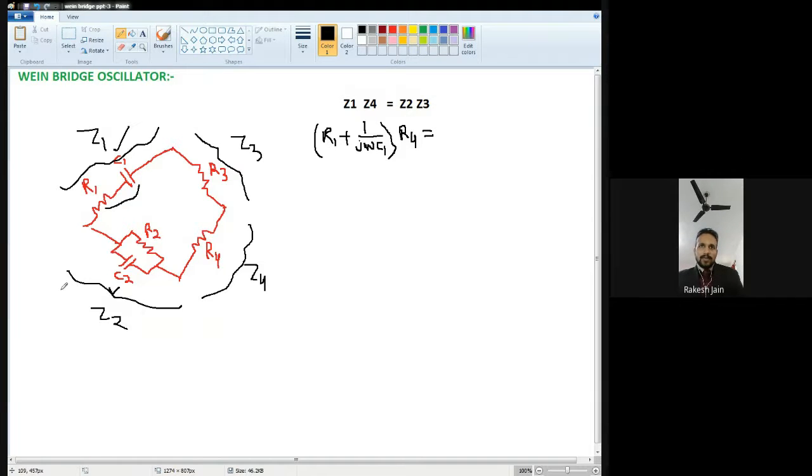What is the second arm? I am talking about this arm. What is the second arm impedance? We have to calculate it, because one resistance and one capacitance are in parallel. So what is the impedance? Whenever one resistance and capacitance are in parallel, the impedance is R2 divided by 1 plus j omega C2 R2. C2 is the name of the capacitance, and R2 is for resistance. And that is Z2, multiplied by Z3, so the impedance is R3.